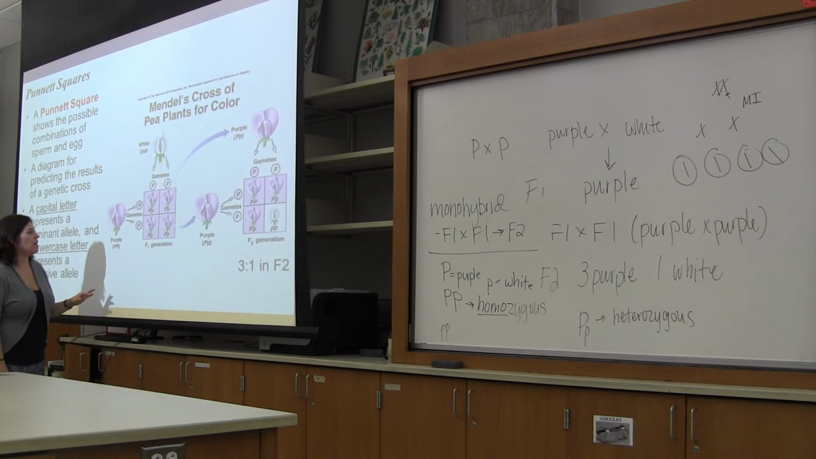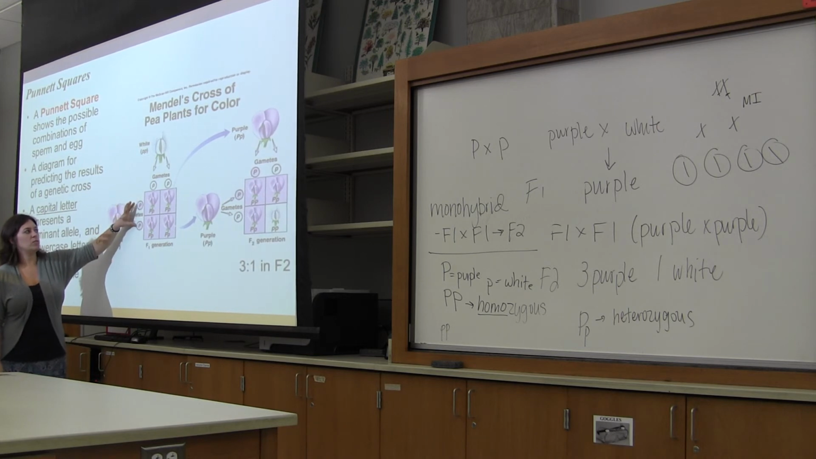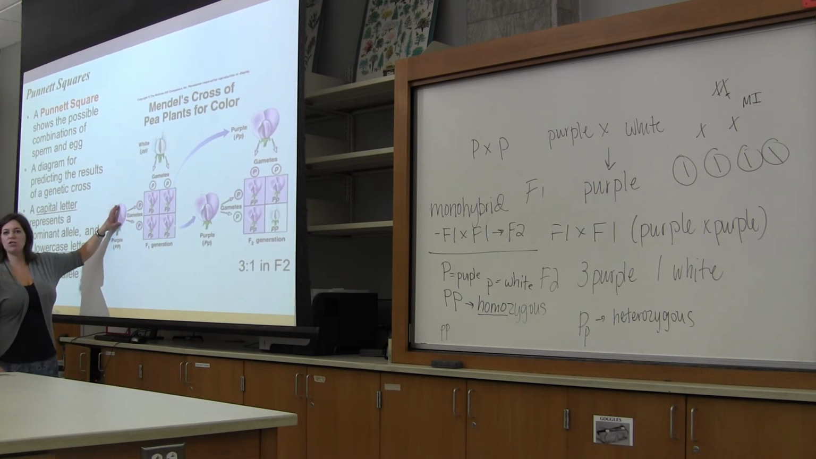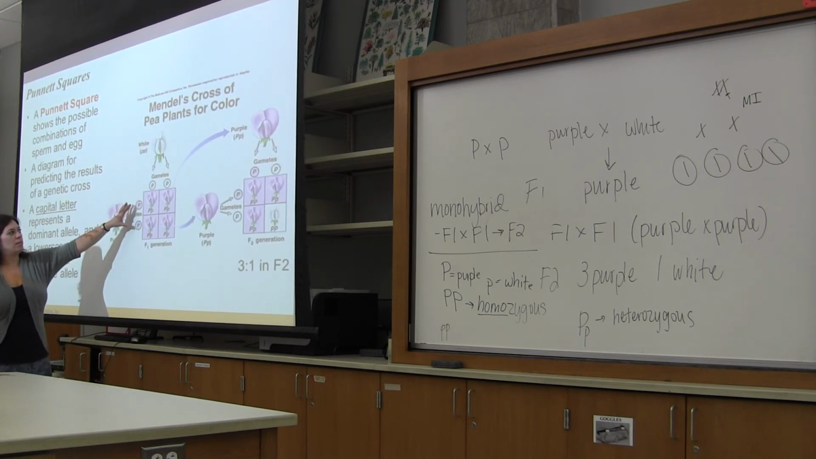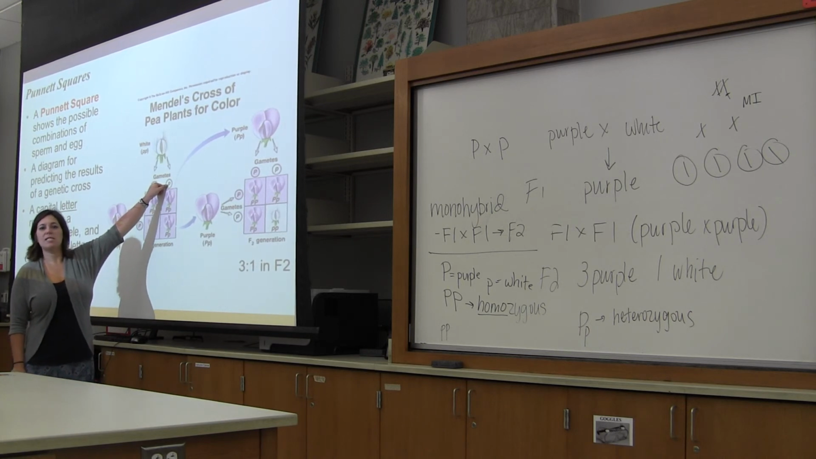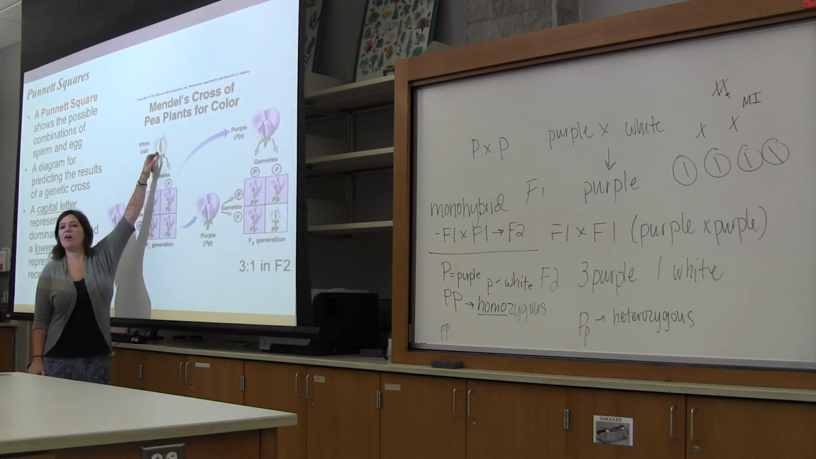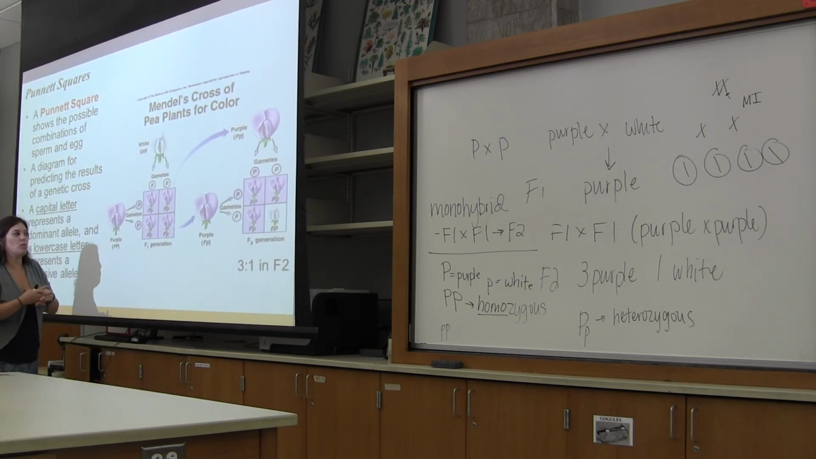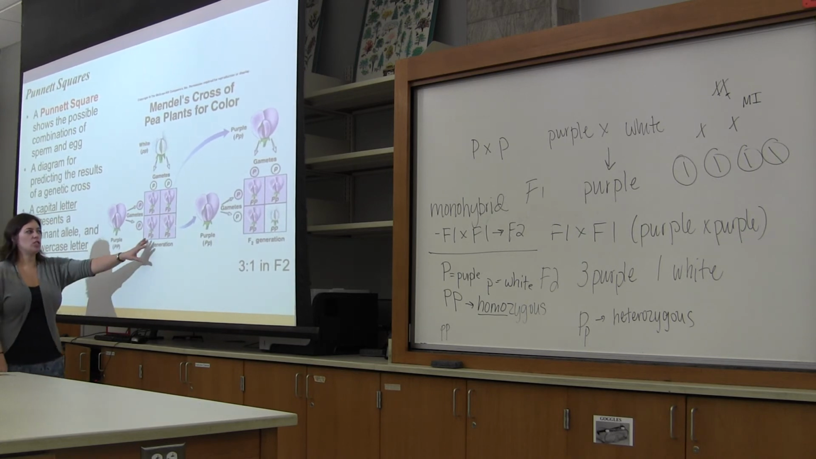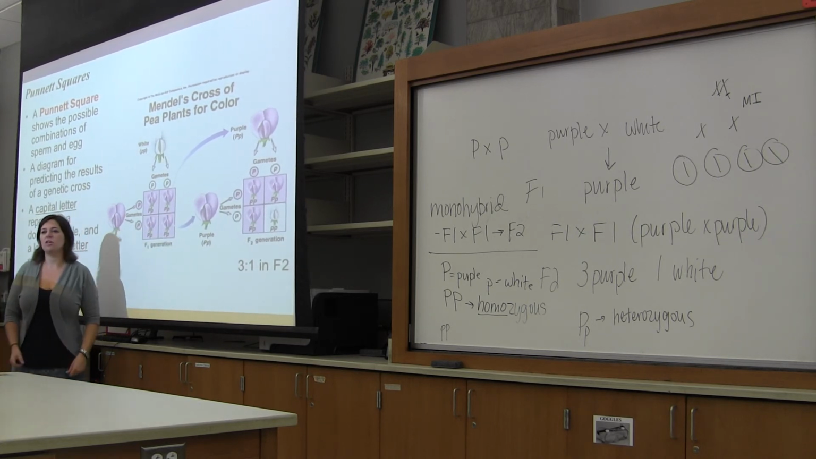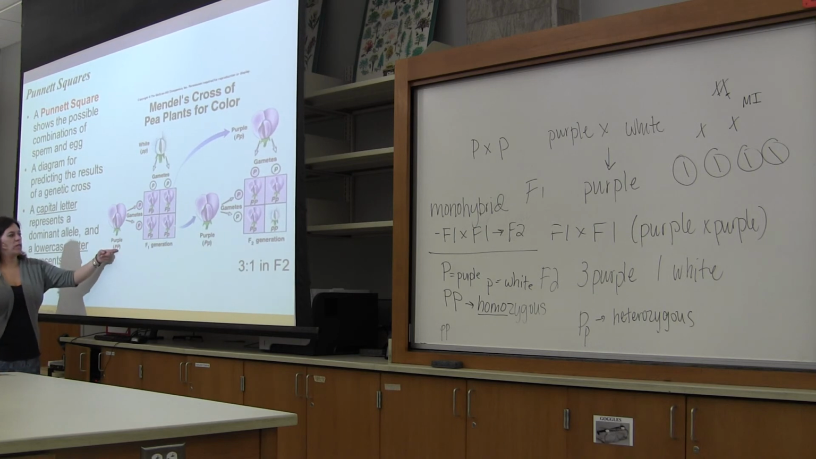Anyways, in this first cross, if you take the gametes that are possible to be made from this individual, and you cross those gametes to the gametes that are possible in this parent, then you can come up with a number or a fraction or a ratio to predict what the offspring are going to look like. So we know that this plant right here is homozygous dominant. It's capital P, capital P.